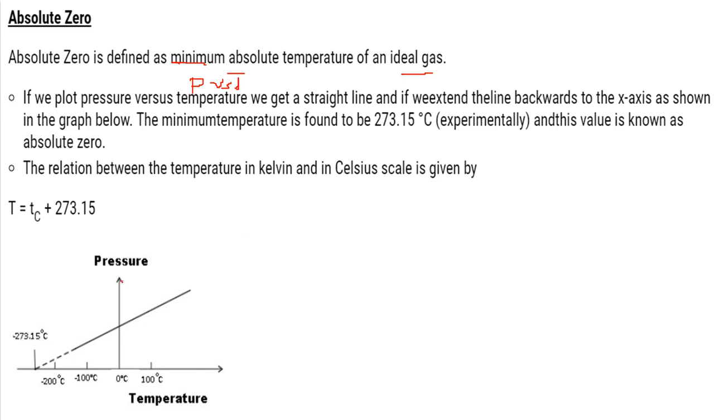From pressure and temperature we get a straight line, but if we extend this backwards to the x-axis, here is a point. So the minimum temperature is found to be what? Here, 273.15 experimentally, and this is known as absolute zero, but it is on the left hand side, that is the negative x-axis. So the relation between the temperature in Kelvin and Celsius is given by T equals Tc plus 273.15.